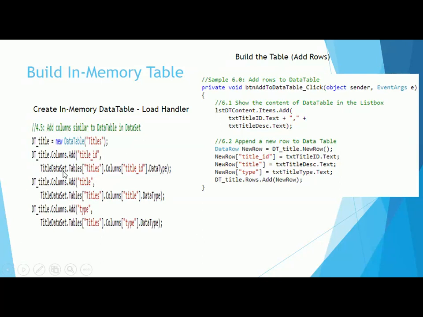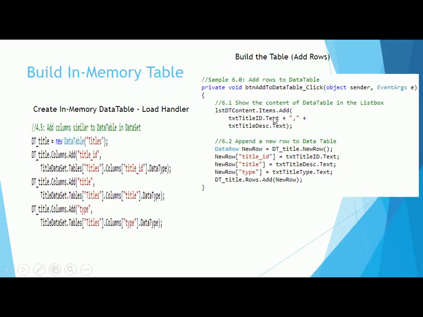I'm referring to the data table which is present in the title data set. Then I'm picking the column from the data table. So for title ID, I'm picking the title ID column and I'm giving that data type. I'm doing the same thing for the other 2 columns. This way, our in-memory table matches exactly with the destination table that we are going to merge soon.